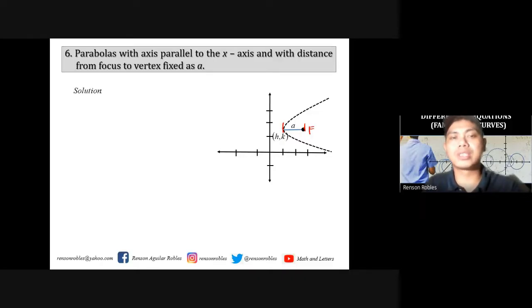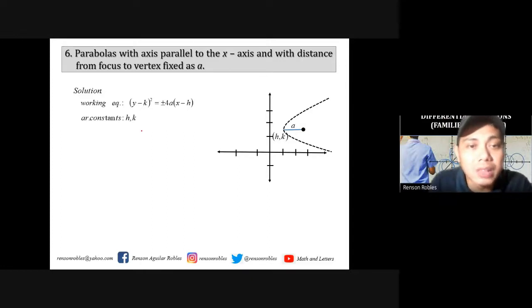Then we shall use the standard equation of a parabola with horizontal axis, of the form (y minus k) squared equals plus or minus 4a times (x minus h). That's our working equation. The positive sign is for parabolas opening to the right, and the minus sign is for those opening to the left. Here h and k are arbitrary constants, a is fixed. And then we shall differentiate this twice.